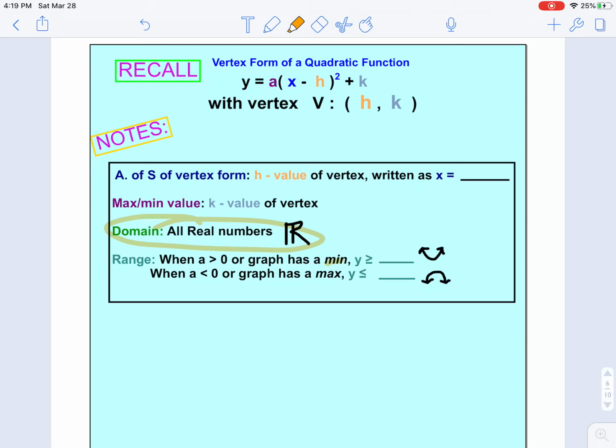Domain, all real numbers is always true. When we're writing about range, if we have a minimum, if we have a low spot, it'll be y is greater because the numbers are going to be higher. If we have a negative number, we're going to have a maximum because it faces down, and y's will be below the line, so less than. All right, we can find all this. But just some good things to point out, just some nice tips to find.